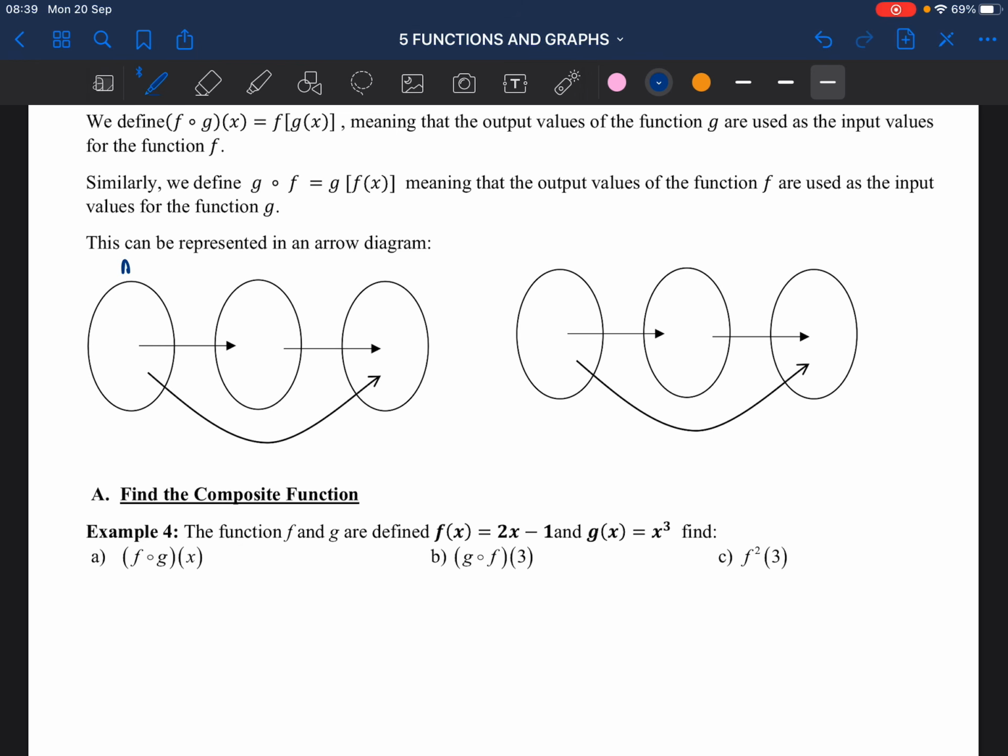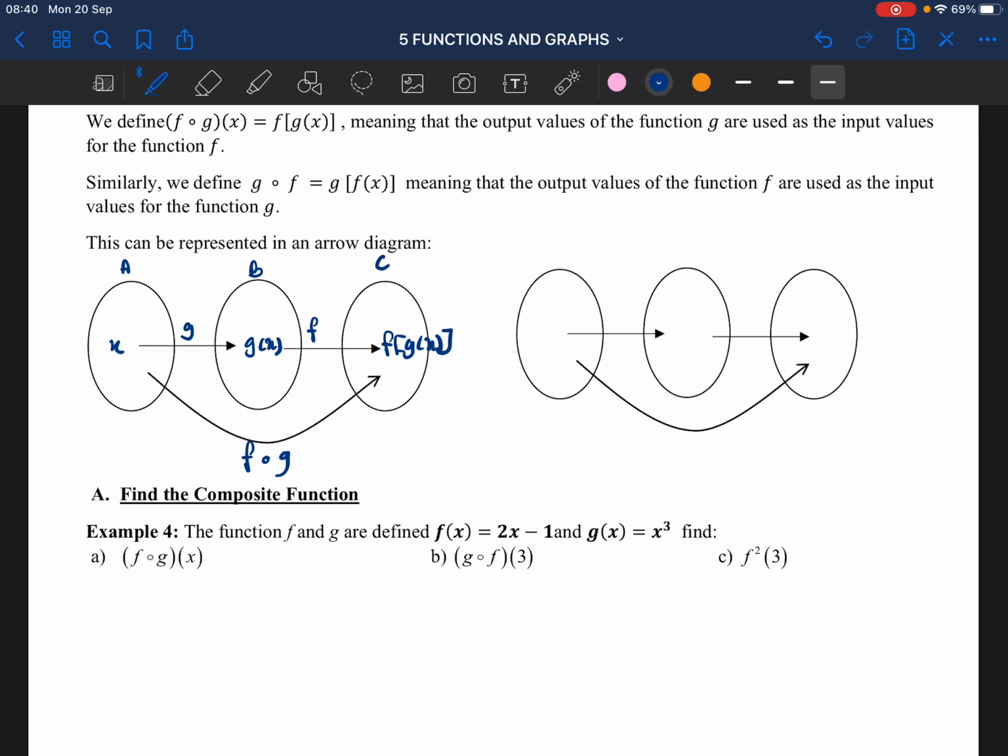So let's say this is A, B and C. Here we have function g, here we have function f. Here we have x, and in here will be g(x). So g is composite with x. So here will be g(x), and here will be f(g(x)), which means this thing here is composite. We have f composite with g.